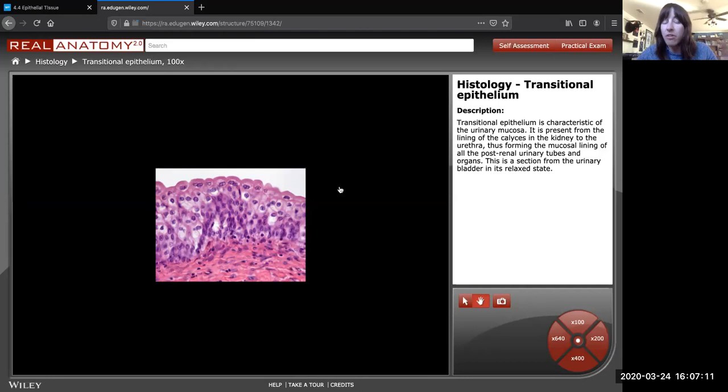Even though we know that stratified cuboidal doesn't exist anywhere except for mammary and certain sweat glands, this transitional epithelium is going to be identified based on its location. So the lining of the bladder, the urethra, and the ureters, which are the tubes that go to and from the bladder, respectively. You guys okay on transitional epithelium?